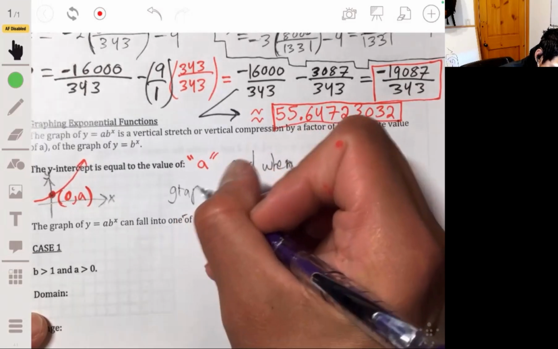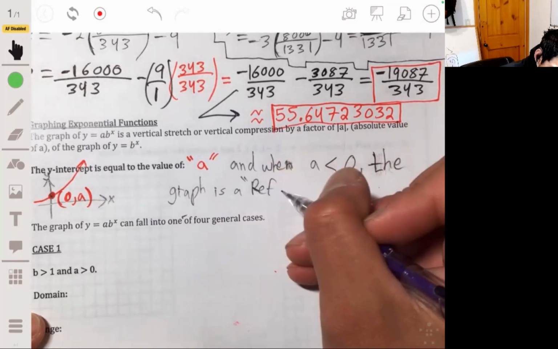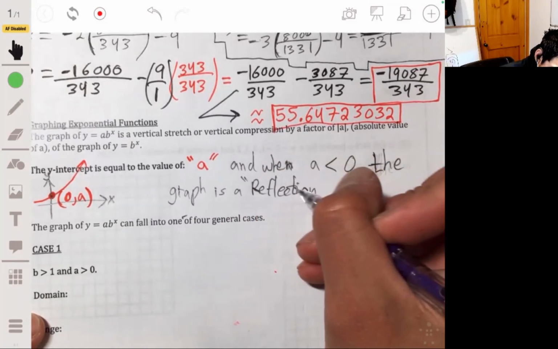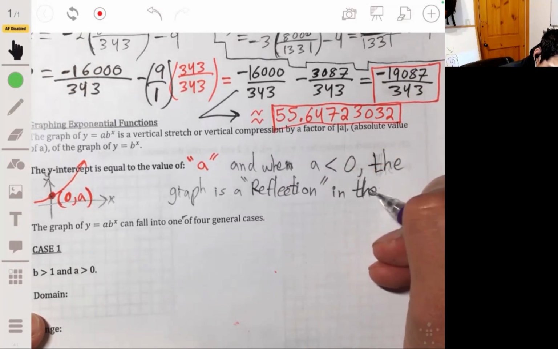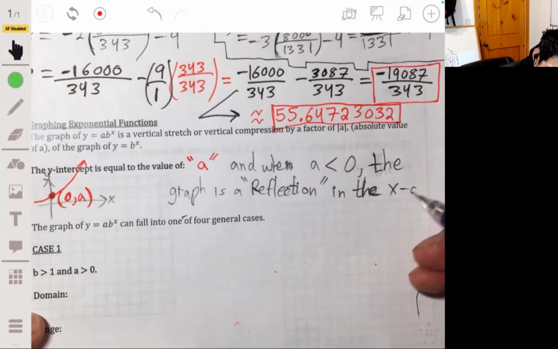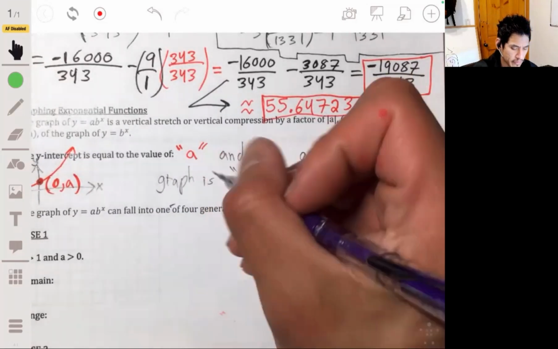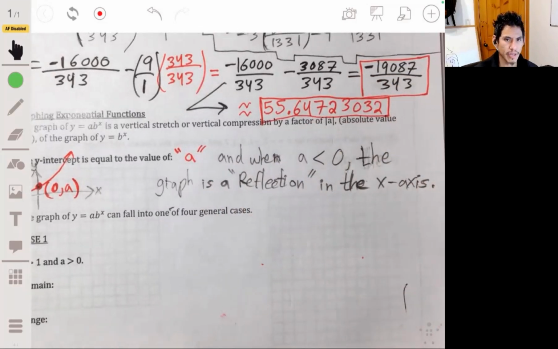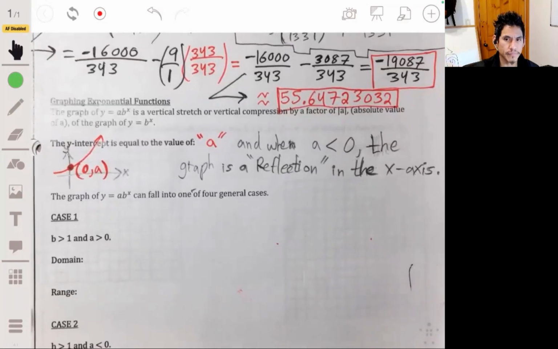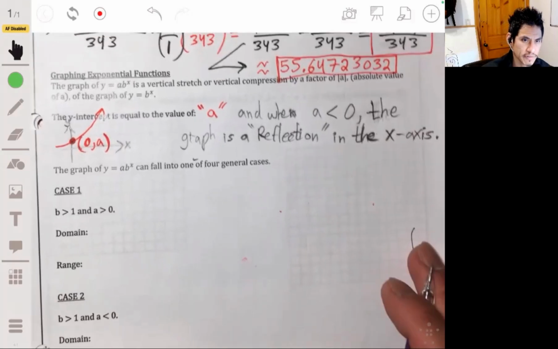The graph is a reflection in the x-axis. I'm going to say "in" because that makes you sound really mathematical and sophisticated, but you can say "across." It's typically how the common folk think of it, which is not really wrong, but if you say "in," you're more mathematically precise. But anyways, let's go through some examples of how these graphs can appear.